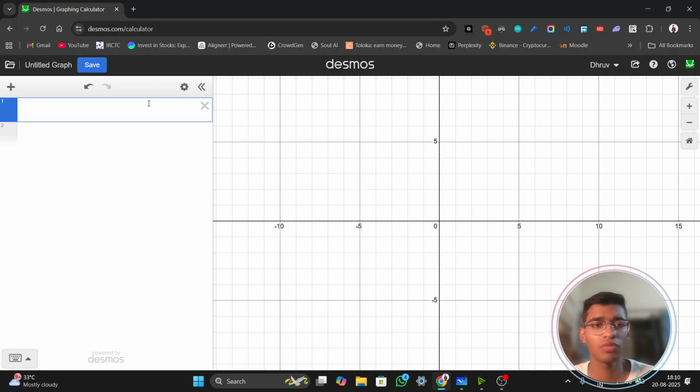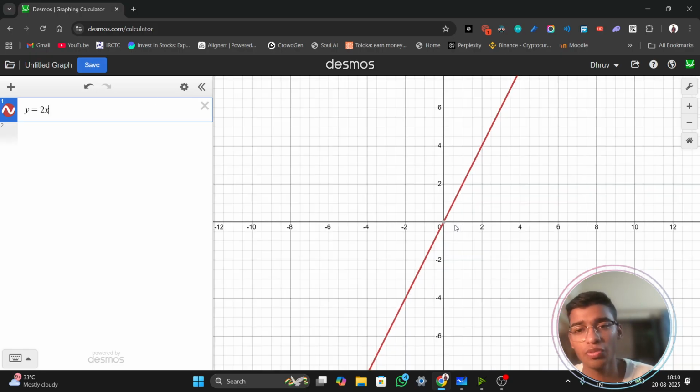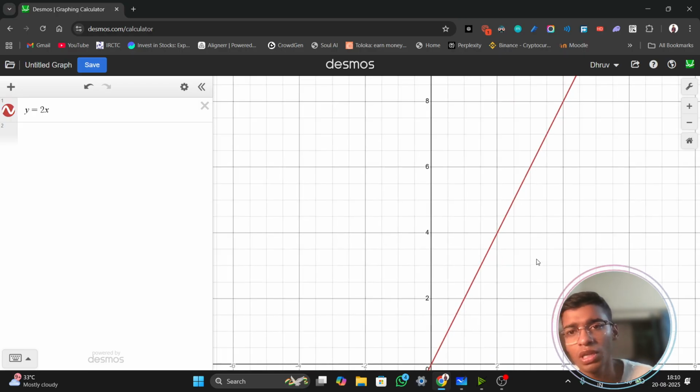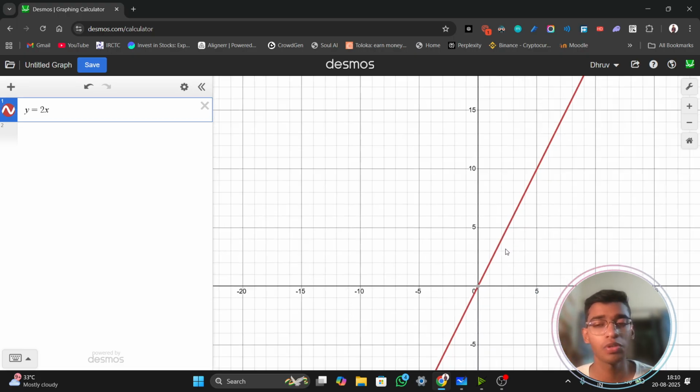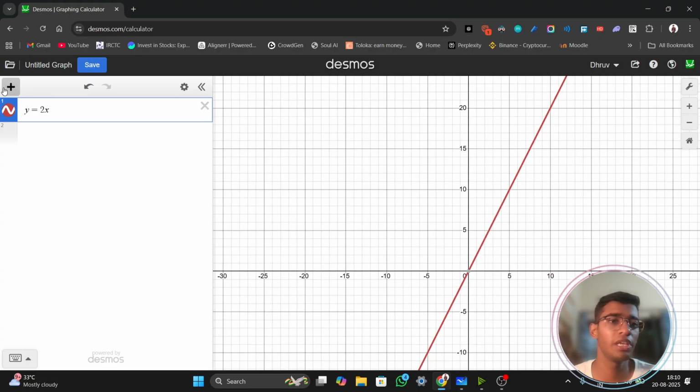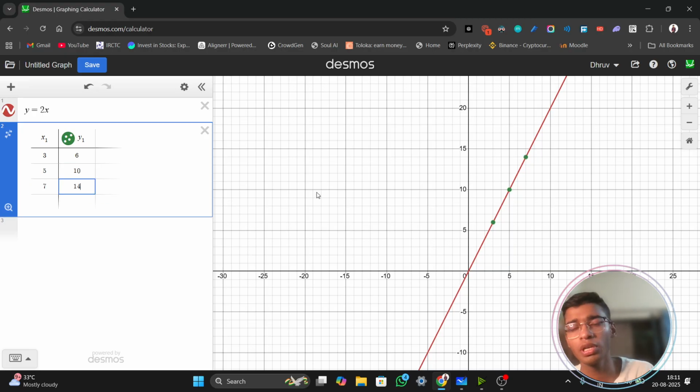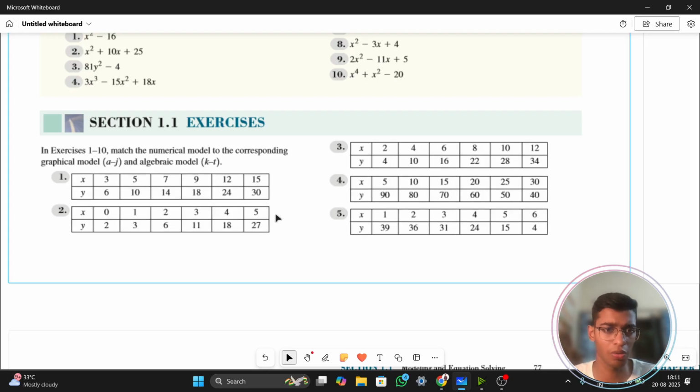So let's open Desmos and see the behavior. If I put y equals 2x, you can see the line passes through the origin, and at x equals 3 the graph passes through 6. So y equals 2x is the correct pattern. Even if you take the whole table and put 3 equals 6, another one 5 equals 10, the next one 7 equals 14, you can see that it follows the line you have already found. So this is the method you are going to follow.